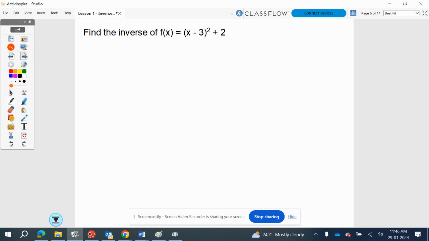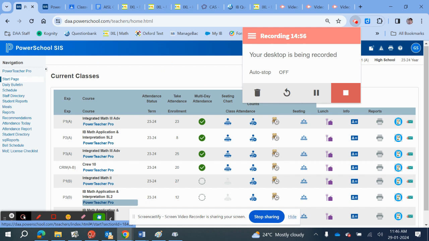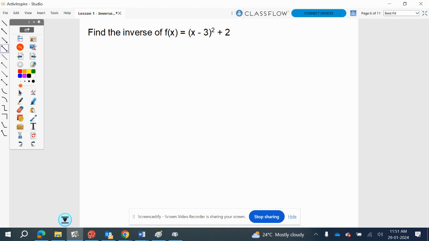Have a go at this question for yourself. I shall pause the video. Make sure you restrict the domain. Okay, so let's start off by sketching the function.